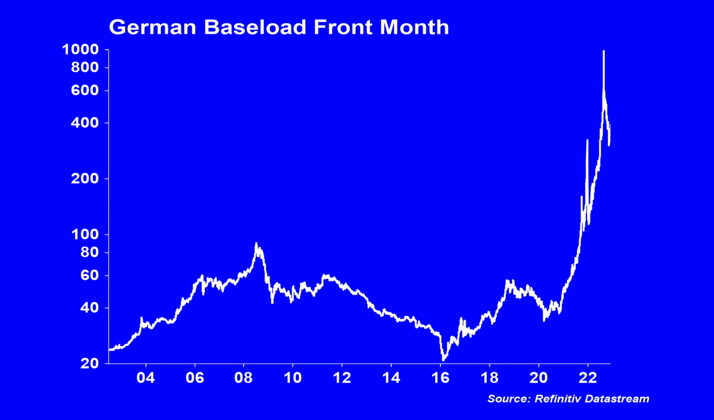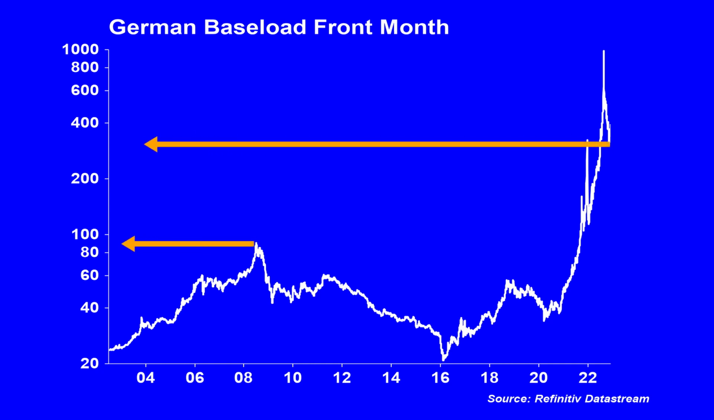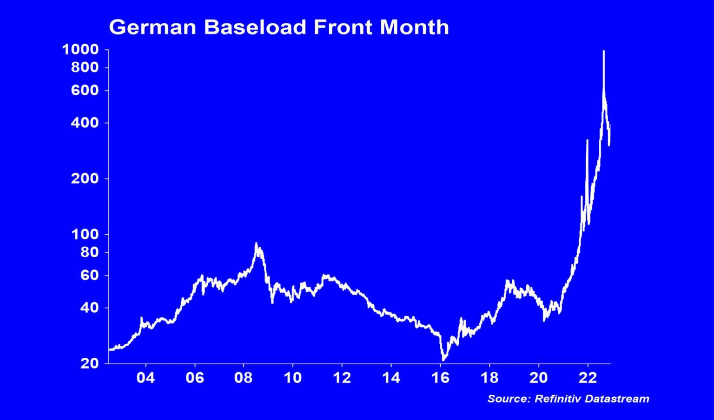And when we look at things like baseload, this is the front month future baseload electricity in Germany. I've used a log chart here because when we use the non-log chart, it looks like it had an enormous spike and came all the way back down to its starting point. But on a log chart, you can still see it's roughly 3 times higher than pretty much the highs of the previous 10, 15 years. Energy costs are still high within Europe. The energy crisis is still there bubbling away in the background.